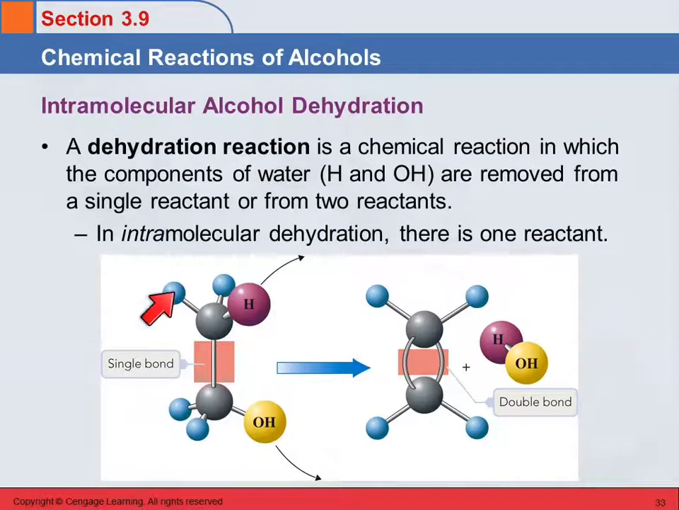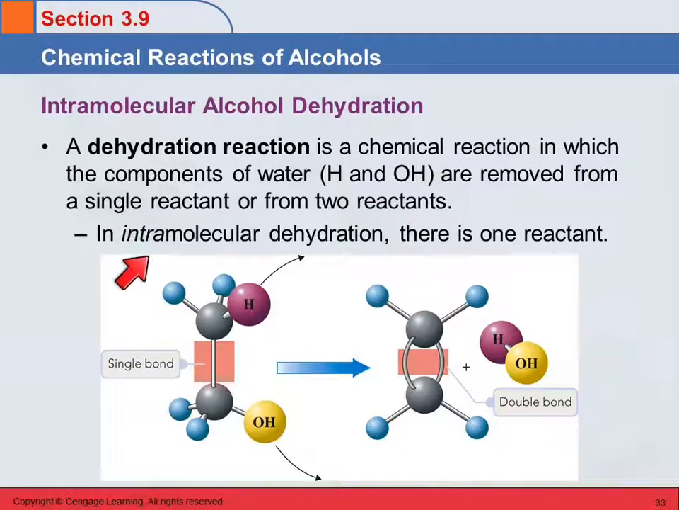So here's an illustration. Here we have a single molecule, and we're going to remove the components of water from this one molecule. So we're taking the hydrogen from here and the hydroxyl group from here, and those are going to make the water. And what we have left here is a double bond. Now this looks like the opposite of a hydration reaction of an alkene, doesn't it? If we started over here and we're adding water, that was a hydration addition reaction. This is just going backwards.